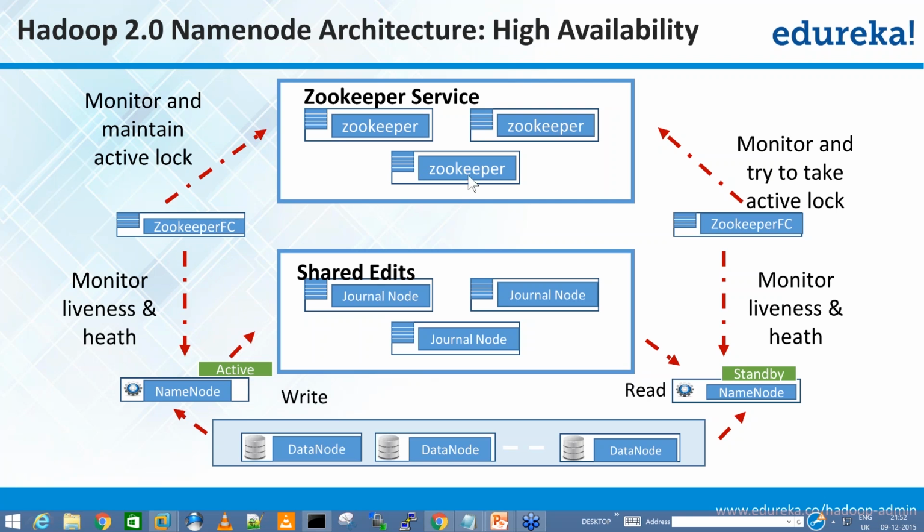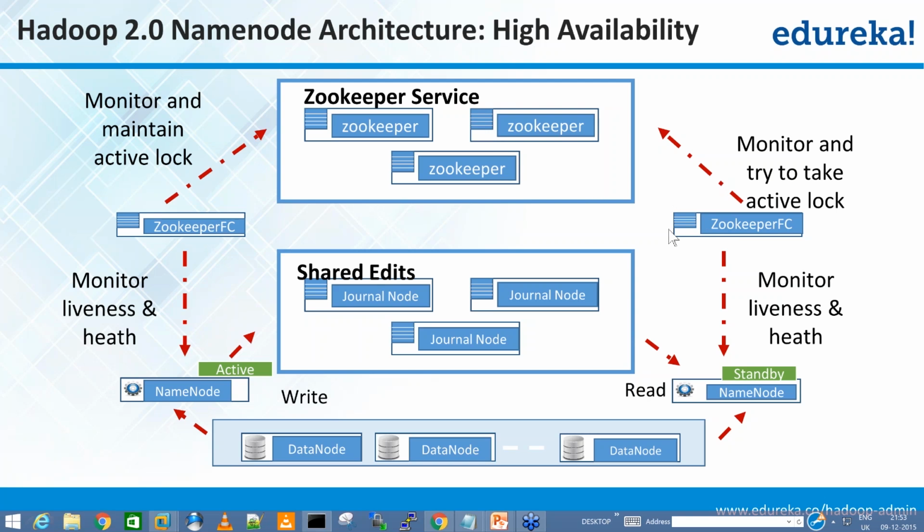It will change the session information here. This ZooKeeper failover controller, because it is also connected to the same ZooKeeper service, is reading that session information. It will come to know that this active NameNode has gone because the session information is changed. This will automatically start the failover process.